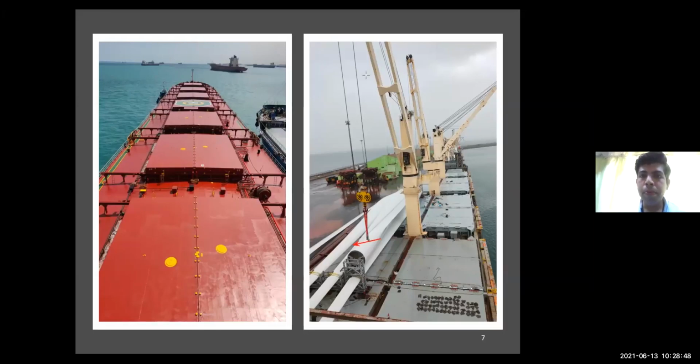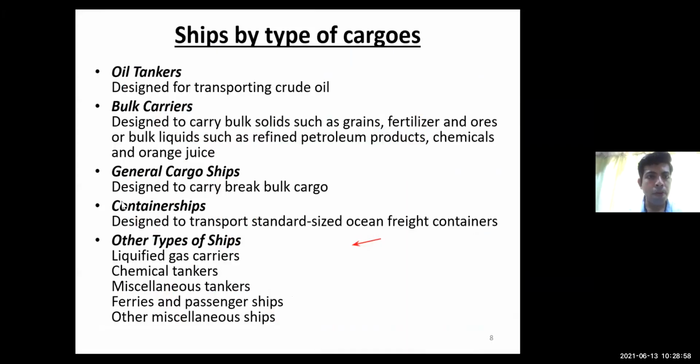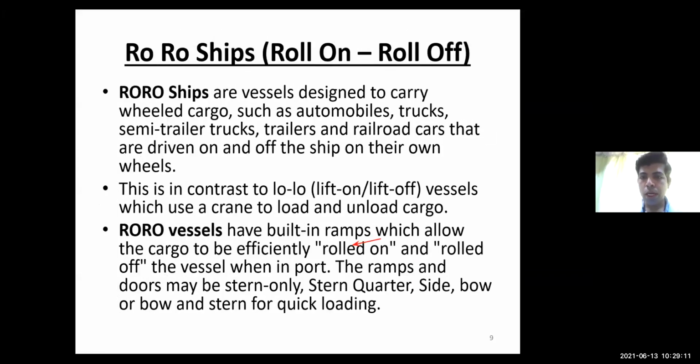Shall I move ahead? Yeah. Okay, so bulk carriers and all, we have seen this. Let's not waste more time on this. Ro-ro ships are designed to carry wheeled cargo such as automobiles and trucks. We also saw that.